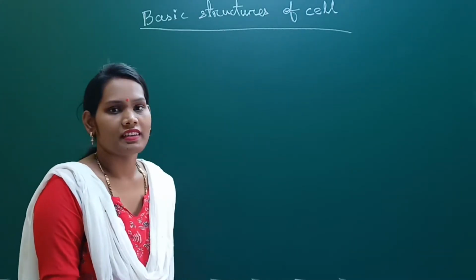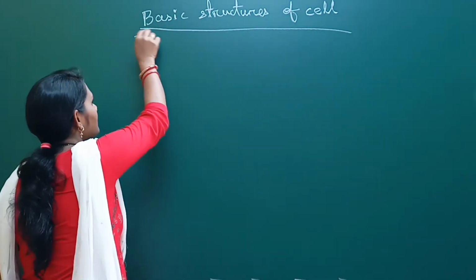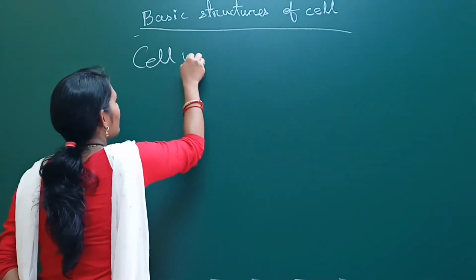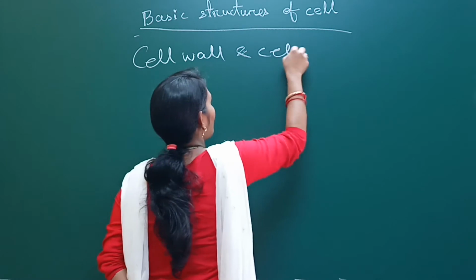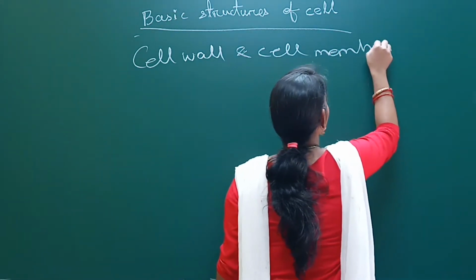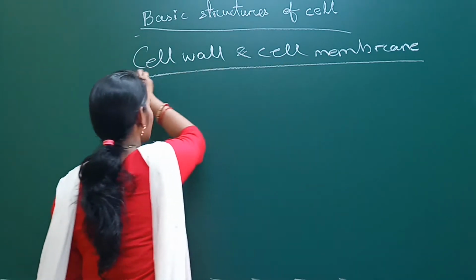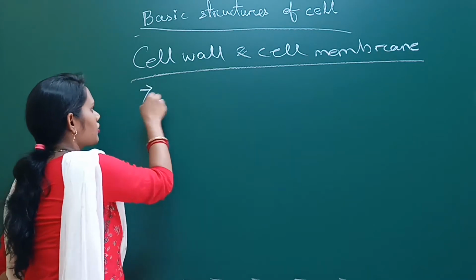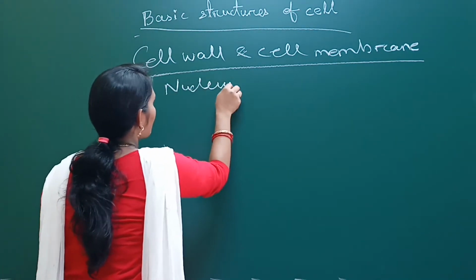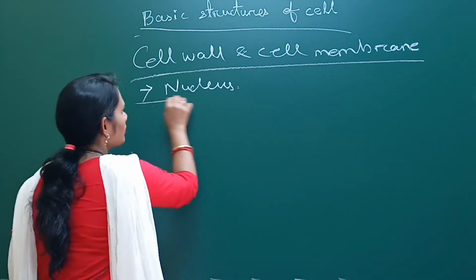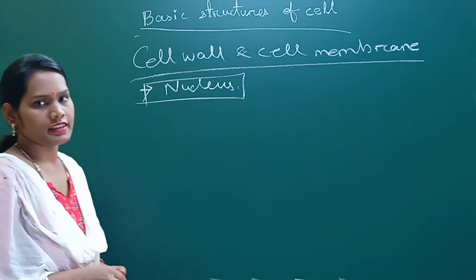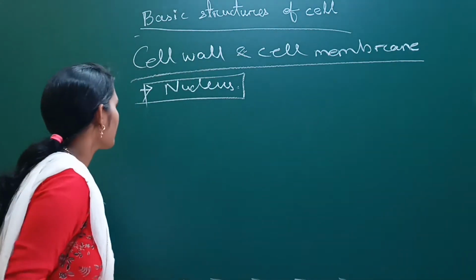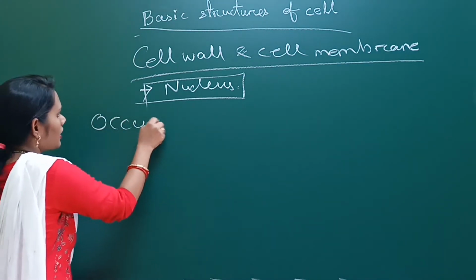I have already discussed in the class the basic structures of the cell. In the previous class, I discussed the cell wall and cell membrane. Now in this class, I am going to discuss another basic structure of the cell, that is the nucleus. What is a nucleus, what is its occurrence, what is its structure, and what are its functions? Let's first learn about the occurrence of the nucleus.